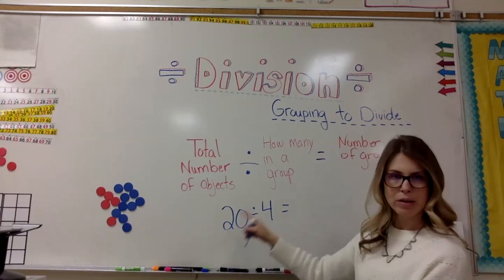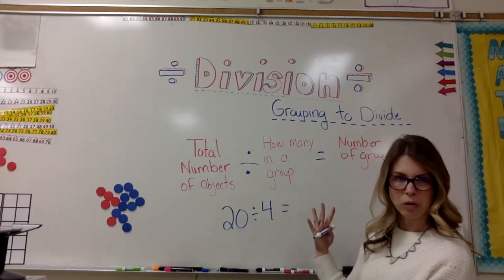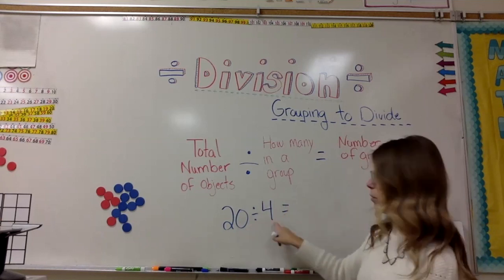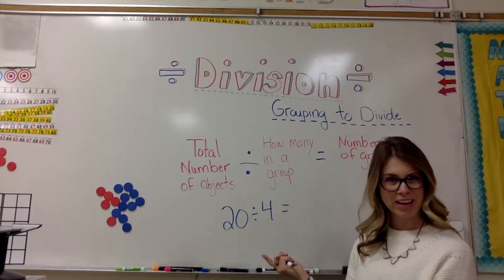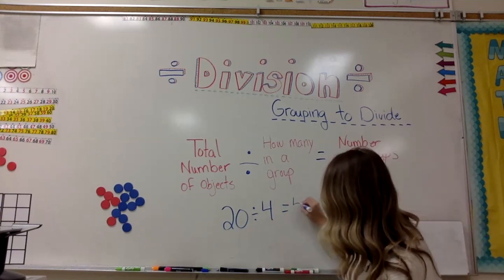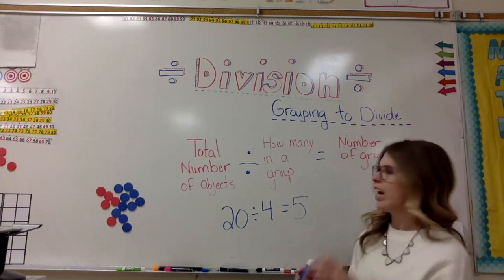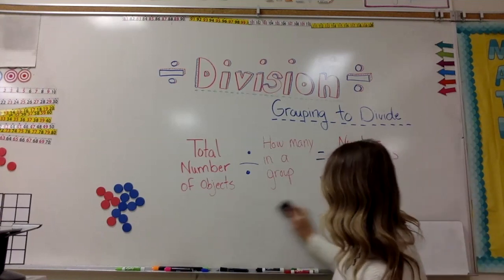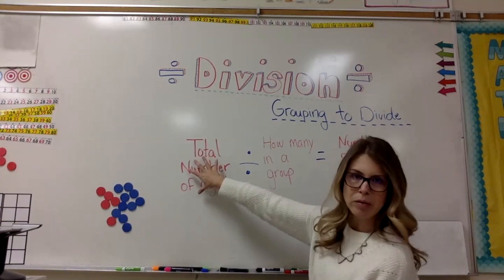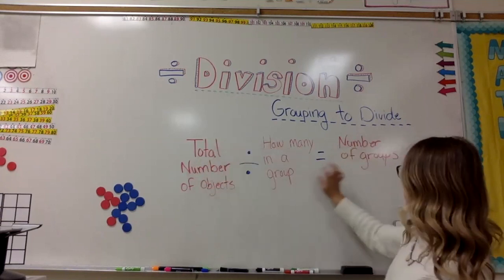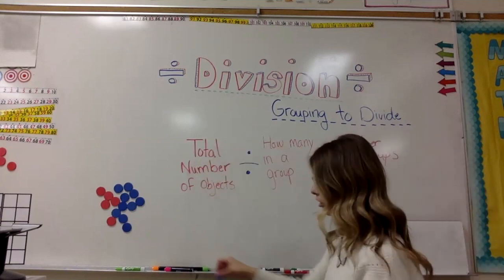Well, let's remember 20 divided by 5 was 4. So 20 divided by 4, think of a fact family. Yeah, you're right, it's 5. We'll learn more about that next week. But just for today, I want you to get in the mindset of dividing the total number of objects by how many in a group, and you'll get the number of groups.